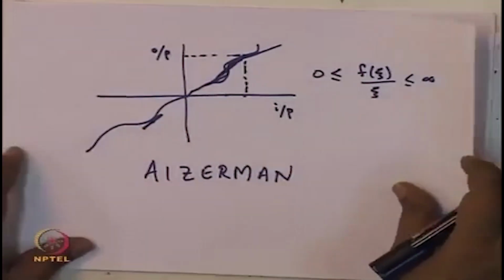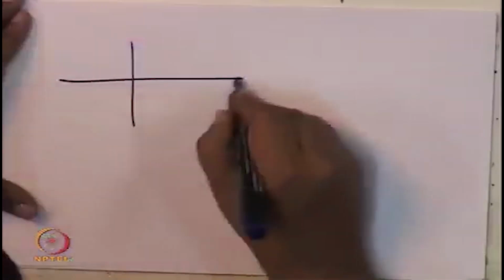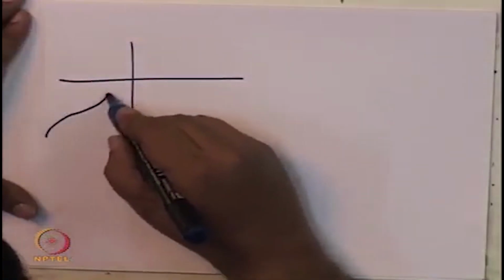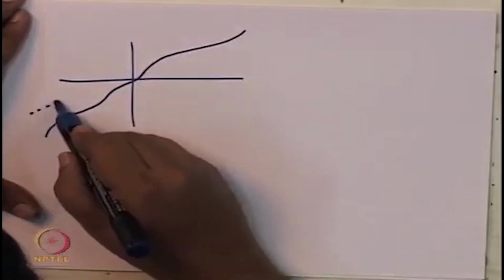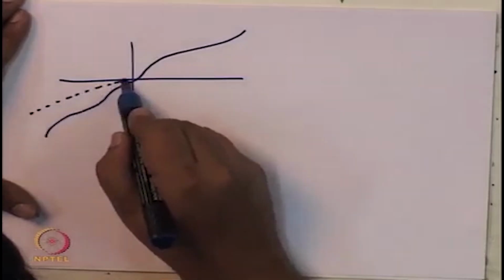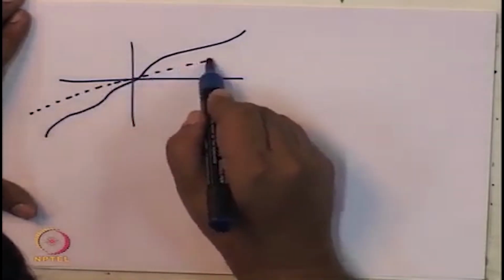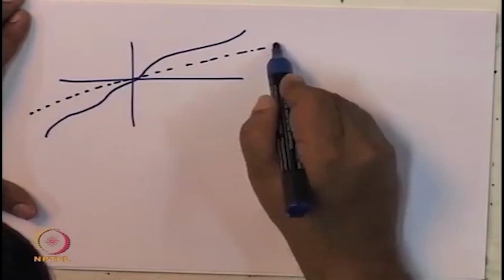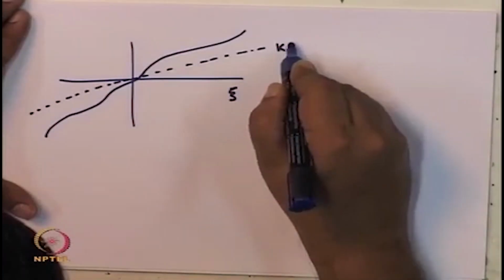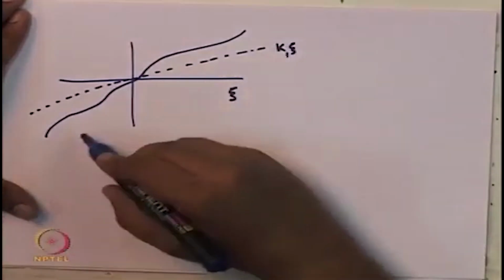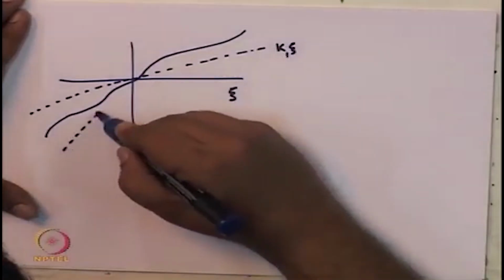Now, let me give some more examples of similar nonlinearities. You could have a nonlinearity like that, and then clearly all the slopes of this nonlinearity lie between these lines. If I call the input xi, then this line is k times xi or k1 times xi, and there is another slope here.